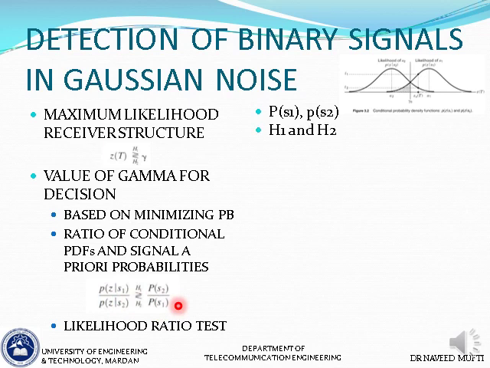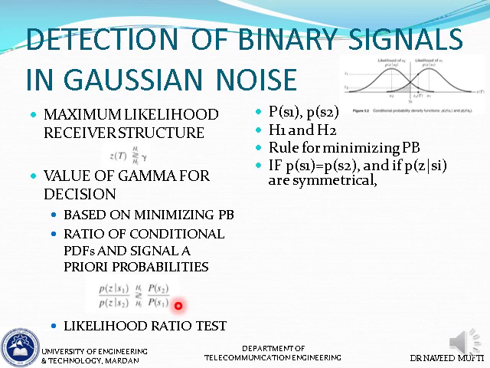So for example, if we consider that both the probabilities are equal, if P of S1 is equal to P of S2, and if the likelihoods, these conditional PDFs, are symmetrical, then the expression for Z of t, this expression here, basically translates into this, where A1 is the signal component of Z of t.